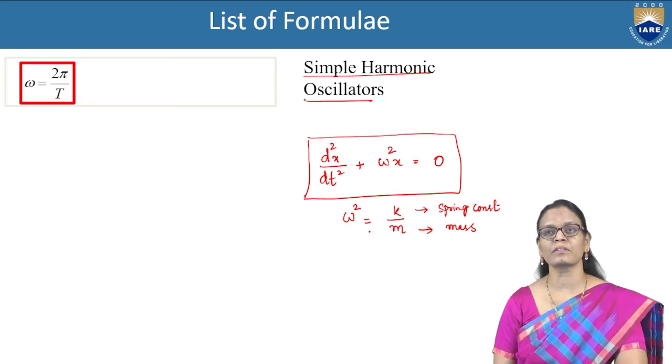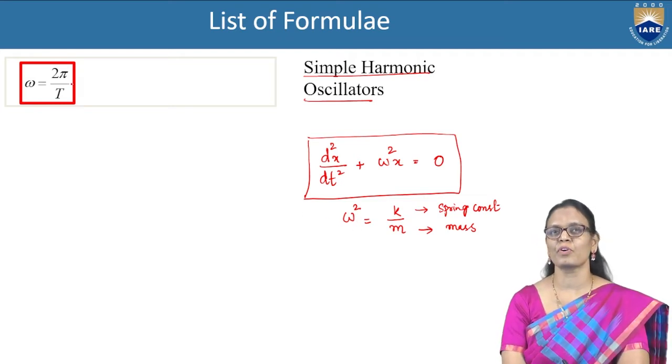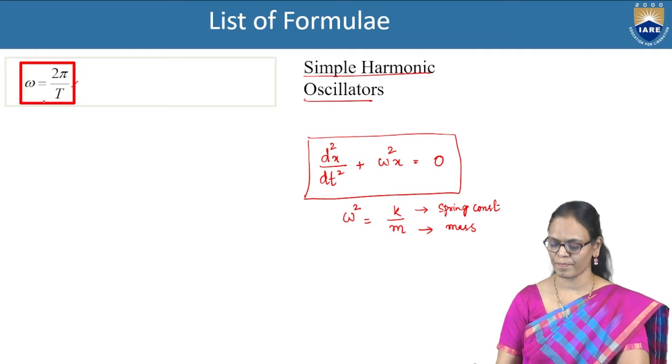Now if we have to calculate the angular frequency omega, we have the formula 2 pi by T. 2 pi is the angle through which it's turning, and capital T here denotes the time period.